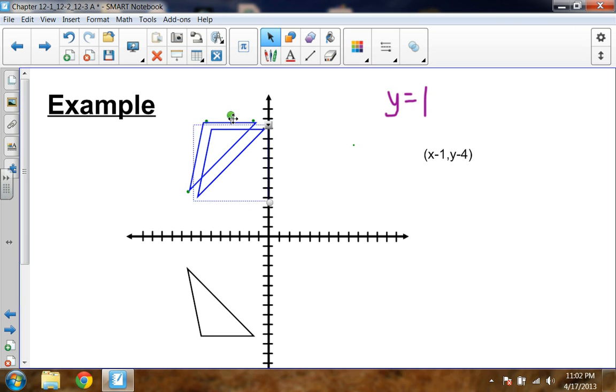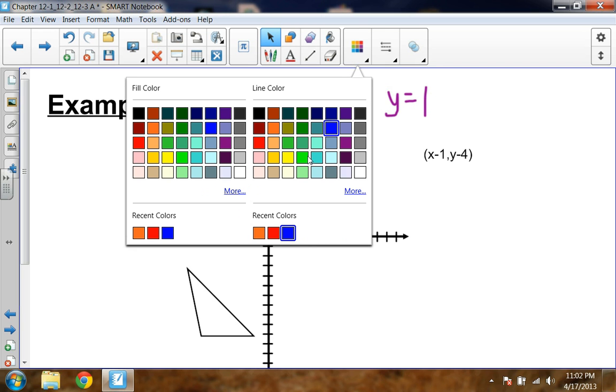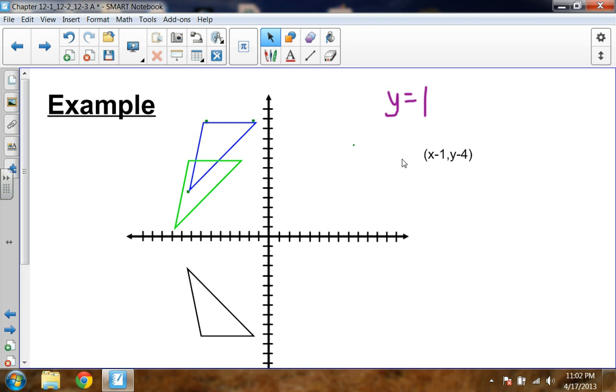Okay, so I'm going to take this and I'm going to shift everything to the left 1 unit in the x direction. Boom. And I'm going to shift everything down 4 units in the y direction. 1, 2, 3, 4. Okay, yeah, that's good enough. I'll take that. Okay, so there's my new translation. It's just a shift, nothing more. Let's change that color to green. Okay, so that's my translation.